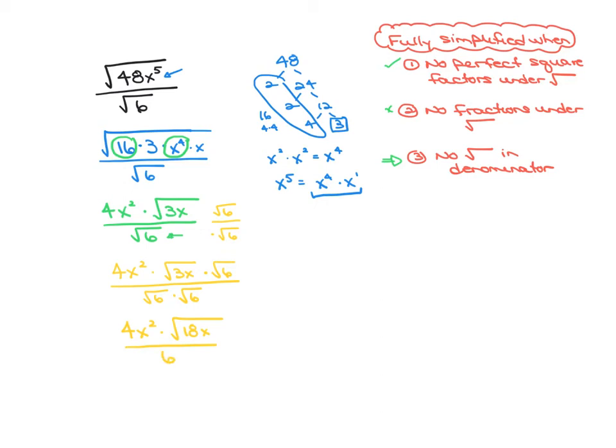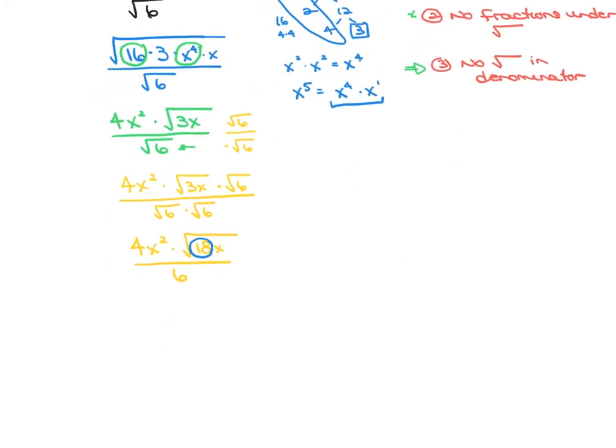All right, next step is let's go back to the list. And I know now I have to see, does 18 have any perfect square factors? I know it does. 9. So 4x squared times the square root of 9 times 2 times x, all over 6. And the square root of 9 is 3. So that will give me 3 times 4, 12, times x squared times the square root of 2x over 6. And again, to get that 12, it was just 4 times the square root of 9, which is 3.